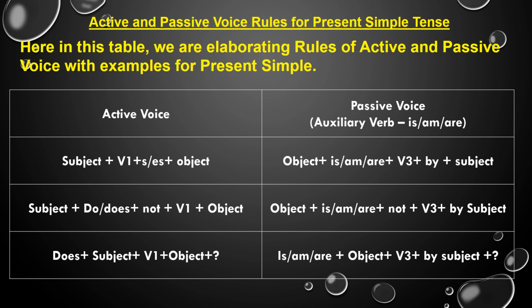V1 is always in the active voice, and V3 is in the passive voice. And for questions: does plus subject plus V1 plus object plus question mark becomes is, am, are plus object plus V3 by subject. In the passive voice, do/does is converted to is, am, are plus object plus V3.